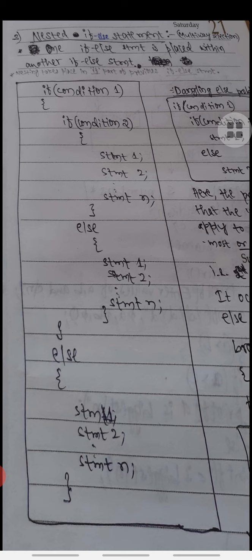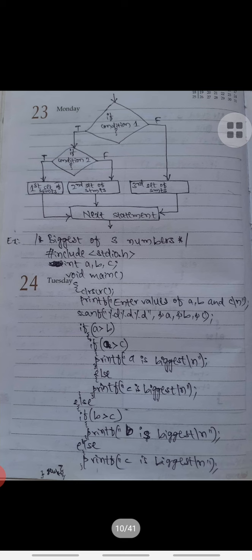Okay, this is a flow chart. If condition 1 is true, condition 2 will be checked, and if that condition is also true, then the first set of statements will be executed, then it will go to the execution of the next statement. If condition 1 is true but condition 2 is false, then the second set of statements will be executed and the next statements will be executed continuously. If that first condition itself is false, then directly the control or compiler executes the third set of statements and starts its execution sequentially from the next statements.